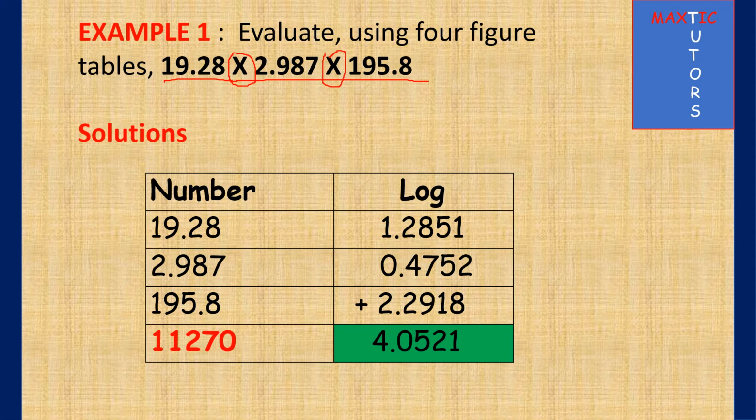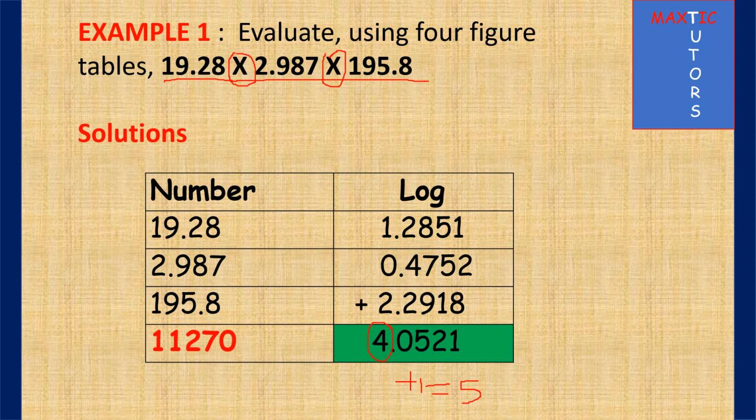Then here the characteristic is 3. 3 minus 1 is 2. So you have 2 point. Then 4 figure table, 19 under 5 difference 8 will give you 2918. Then add all these logarithms together to give you 4.0521. Now, what are you supposed to do here? Since you have 4 here, the rule is that you add 1 to it. So 4 plus 1 will give you what? Will give you 5. So that means you're going to have 5 numbers here.